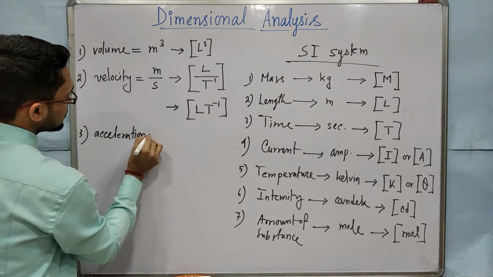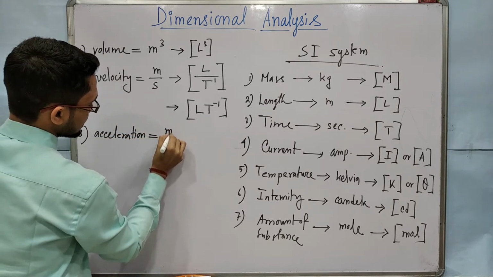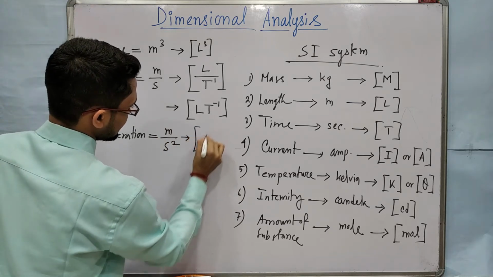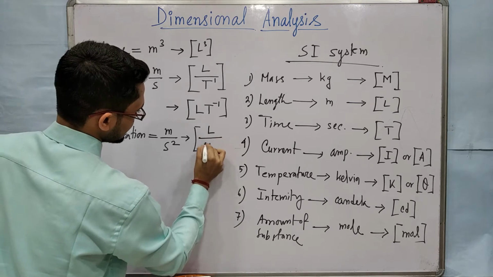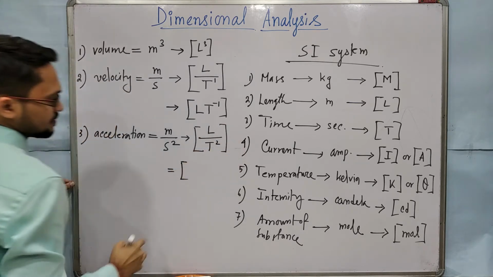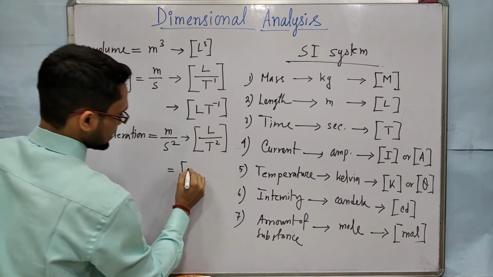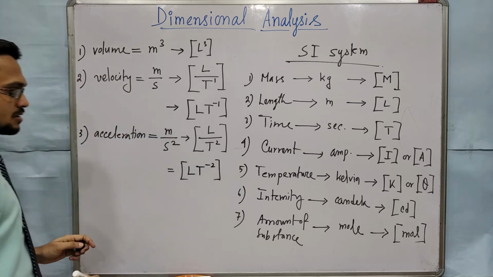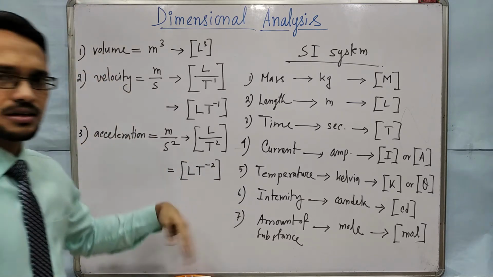Another, acceleration. What is the unit? Meter per second square. So the dimension will be L by T square, but again we will write the dimension in the numerator only, so L T to the power minus 2. In this way it will go on.